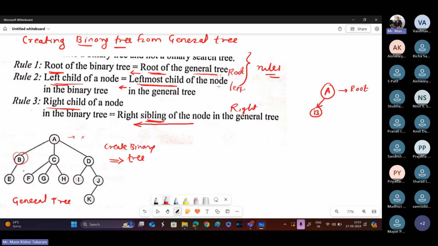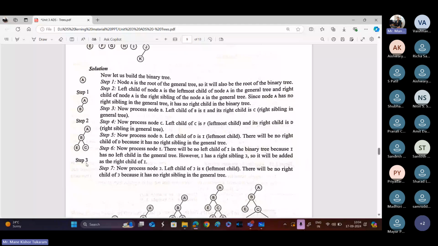Then we can just go inside the B. Okay, so now our focus is moving from A to B. So here B, we just consider the leftmost as E, and whatever the right sibling which is available, that is C. So I just write C over here. Okay, so I just process this particular A, process this particular B, then E, C. So I'm just coming with this particular stage, that is step 3.